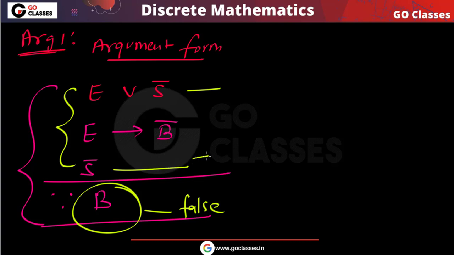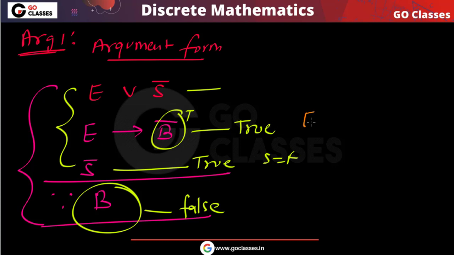So let's try to make them true. To make the first premise true, S must be false. Now, remember, B is already false, so B bar is true. Anything implies true is true. So here E can be anything, because anything implies true is basically true.